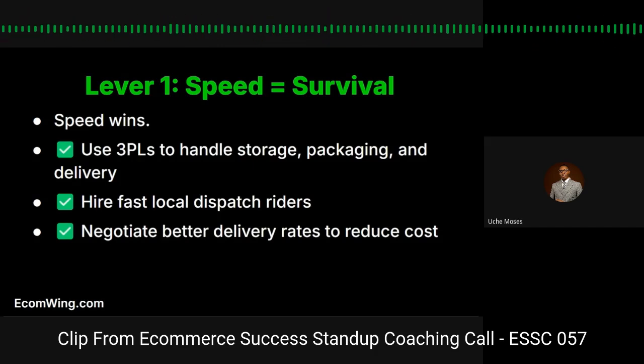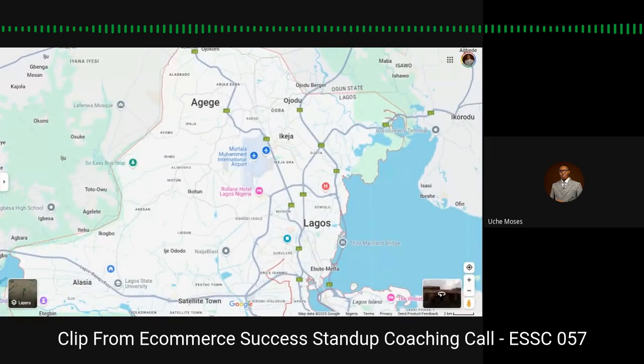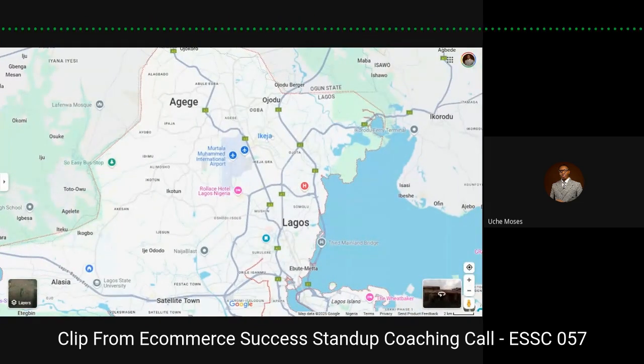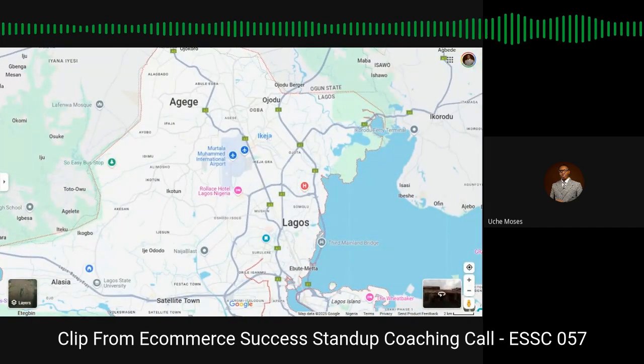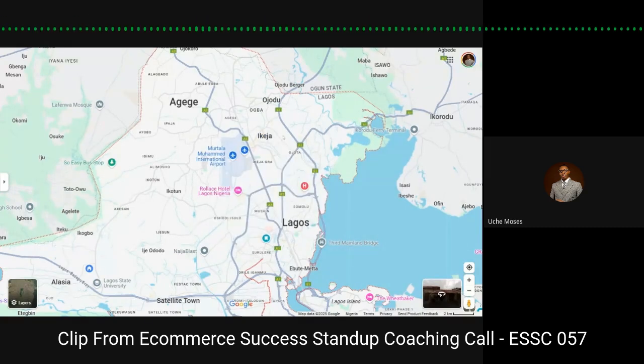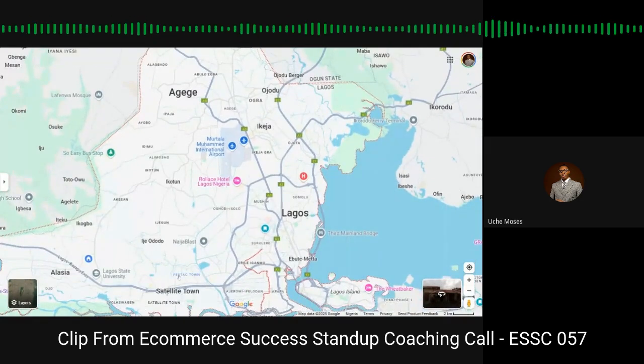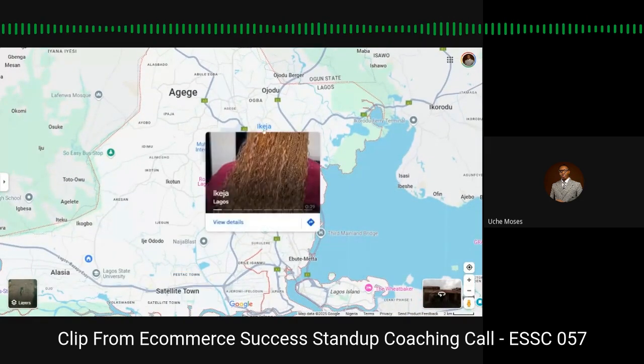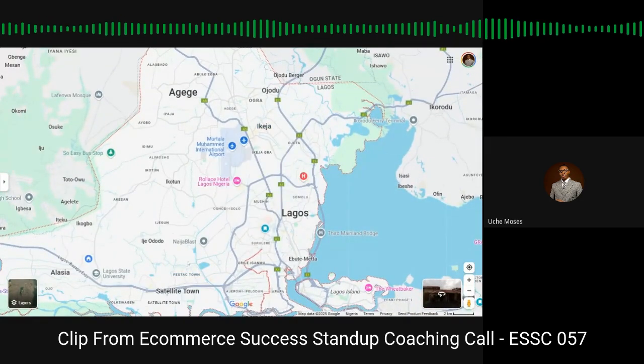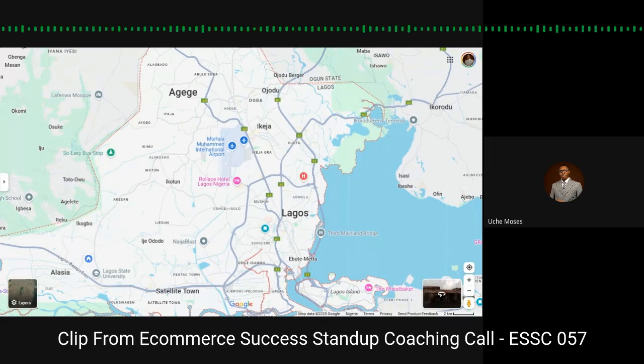So what I want to show you is this. Let's say it's the Lagos map right now, and this is where your agent is. Your agent is in Ikeja, and a customer wants to buy from Festac Town. If you send a product from Ikeja to Festac Town, it's going to be around 6,000 to 7,000 naira, straight up.